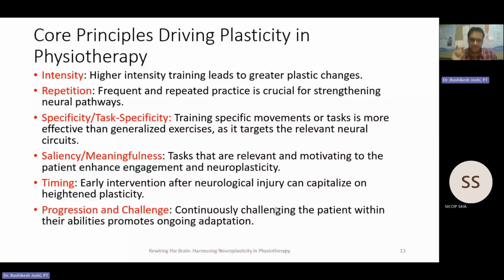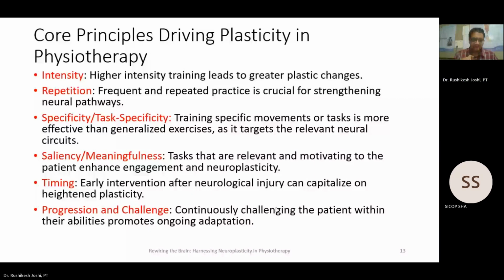All right. So that's why I mentioned here, training the specific movement or task is more effective than generalized exercise. That's why in neuro rehabilitation, we give task-specific, task-oriented training, because the whole day the patient is going to do various tasks like picking up the phone, picking up the glass, cleaning the table, brushing the teeth. The same tasks we give in the form of exercises so that the brain adapts accordingly.